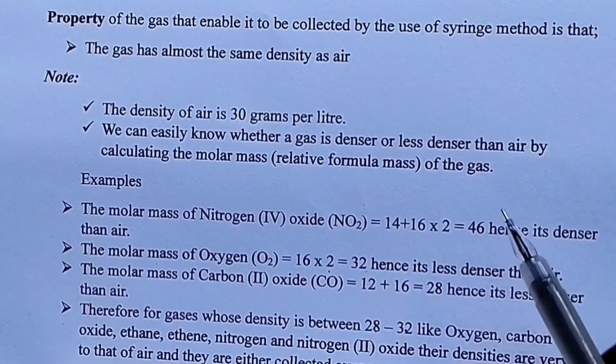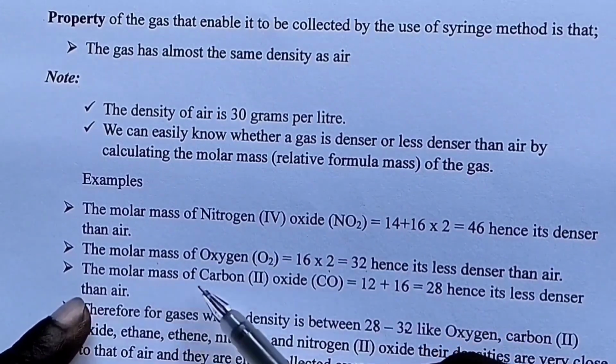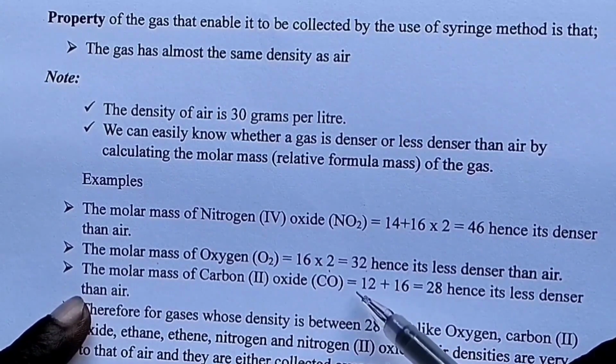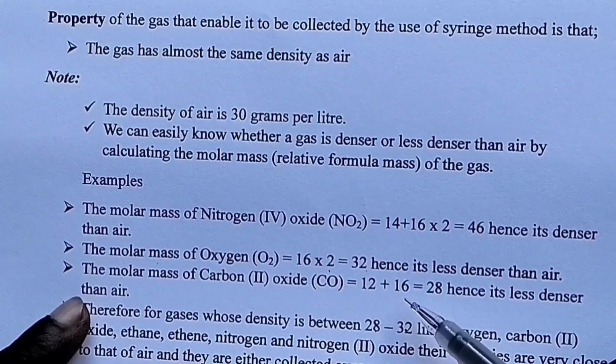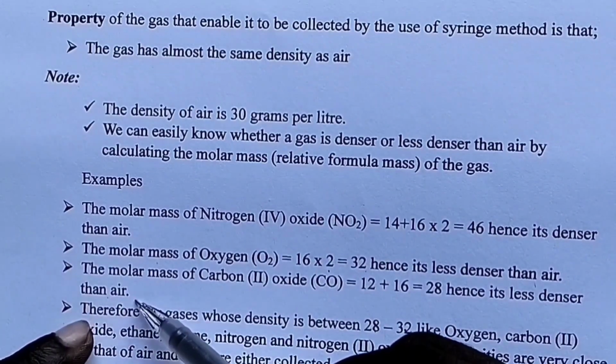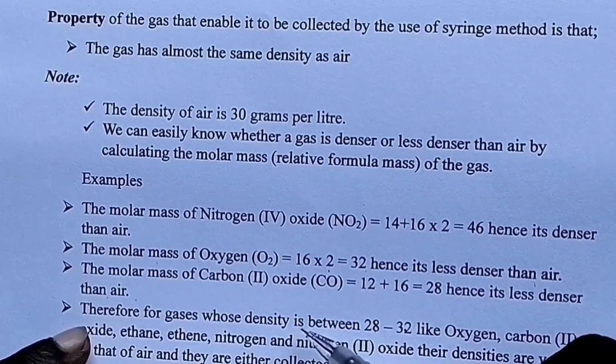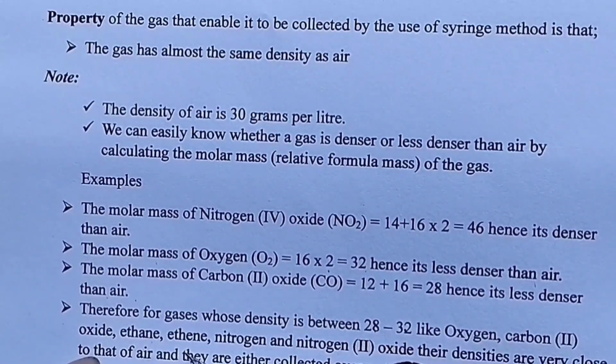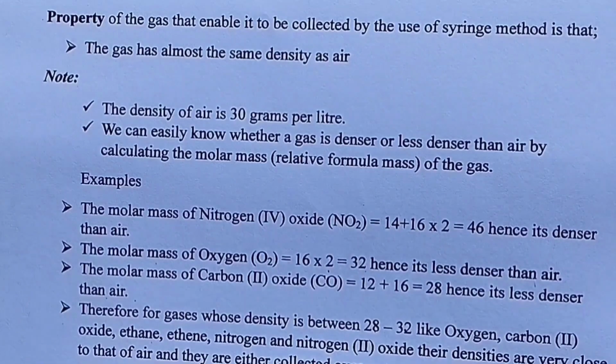So next, the molar mass of carbon monoxide, written CO, equals 12 for carbon plus 16 for oxygen. When you add, we get 28. Hence it's close to air. So therefore, for gases whose density is between 28 to 32, like oxygen, carbon dioxide, ethene, nitrogen, and also nitrogen(II) oxide, their density is very close to that of air, and they are collected either over water, or, if needed dry and pure, the use of syringe can be used. That's what they are going to say.